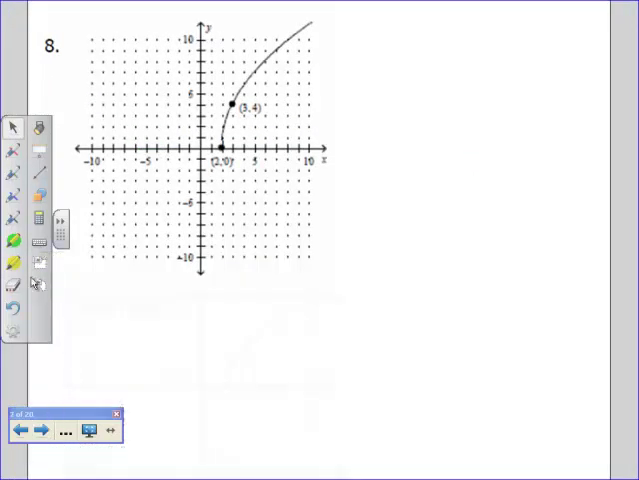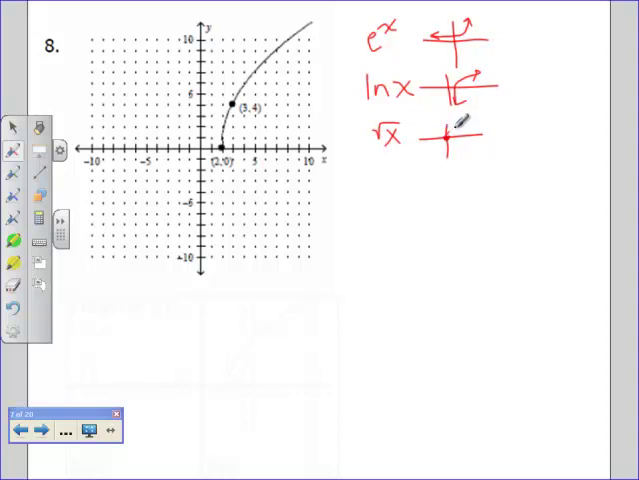and then the last one will be a clicker. Number 8, you see this graph. There are 3 graphs that can be commonly confused of the 13 basic functions. Y equals e to the x, natural log of x, and the square root of x are the 3 that commonly are mistaken.